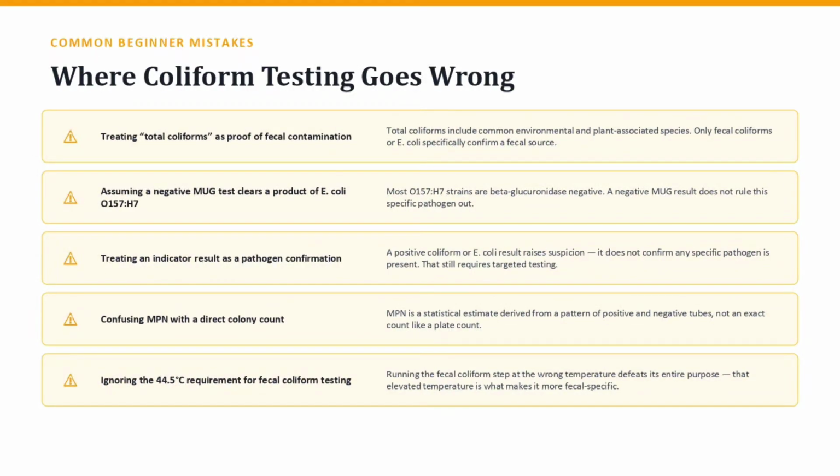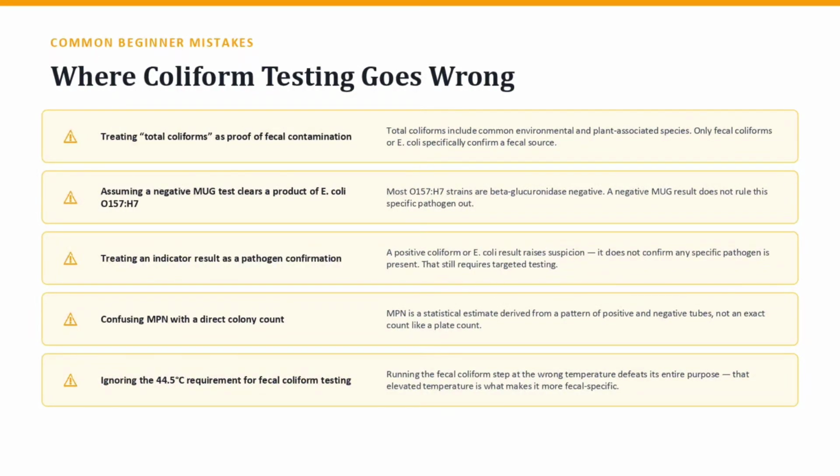The second mistake is assuming a negative mug test clears a product of E. coli O157:H7. Most O157:H7 strains are beta-glucuronidase negative. A negative mug result simply does not rule this specific pathogen out. The third mistake is treating an indicator result as a pathogen confirmation. A positive coliform or E. coli result raises suspicion, it does not confirm that any specific pathogen is actually present. That still requires targeted testing.